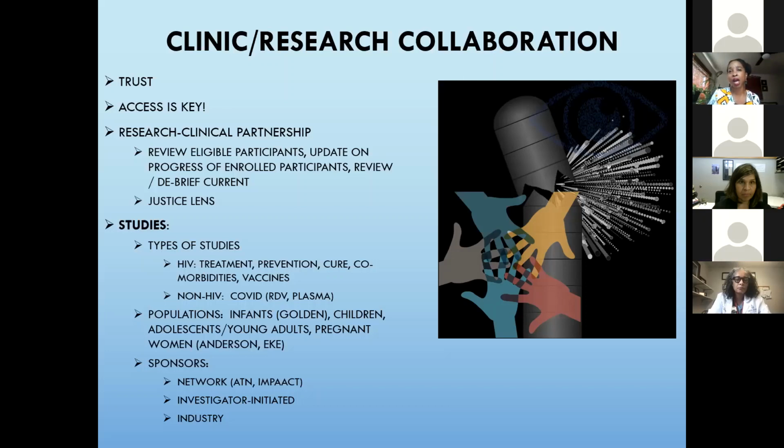as the PI of the Hopkins program of the International Maternal Pediatric Adolescent AIDS Clinical Trials Group, because that actually exposed me to clinical trials in HIV treatment, prevention, cure, comorbidities, and vaccines, which I continue to this day, as well as non-HIV studies, now COVID, remdesivir, plasma. The populations: infants, in collaboration with Chris Golden and his team at the Newborn Nursery, bringing prevention of mother-to-child transmission studies to Hopkins; children, adolescents, and young adults living with HIV; and then pregnant women, working closely with the OB-GYN group, Jean Anderson, and now Ahizechukwu Eke.